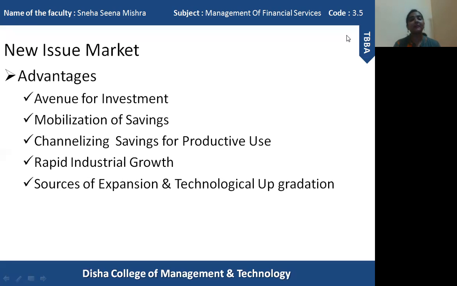They can upgrade their technology so that more and more investors would be interested in investing in those companies who are very much up to date, who upgrade their technology, who give tough competition to other competitors. So the new issue market not only provides opportunity for the companies to expand, but also to grow in a different way, like upgrading their technology, upgrading their entire organization. Okay. So these are some of the most important advantages of the new issue market.